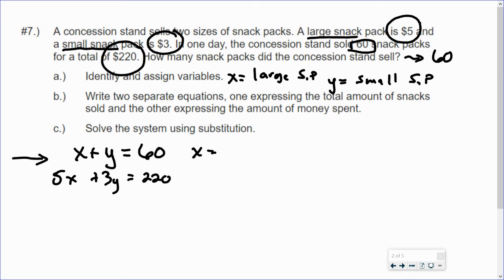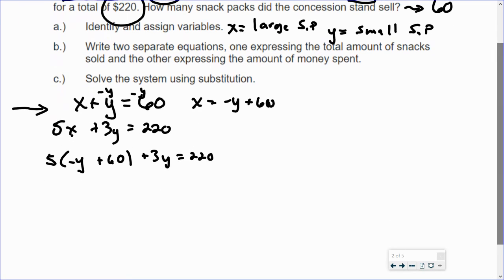So I get x is equal to, and I subtract a y from both sides, negative y plus 60. So I'm going to put that in for this x right here. So 5 times negative y plus 60 plus 3y is 220. Now, parentheses are bad, so I'm going to distribute this. So I'll multiply 5 times negative y, which is negative 5y. 5 times 60 is 300, plus 3y is equal to 220.